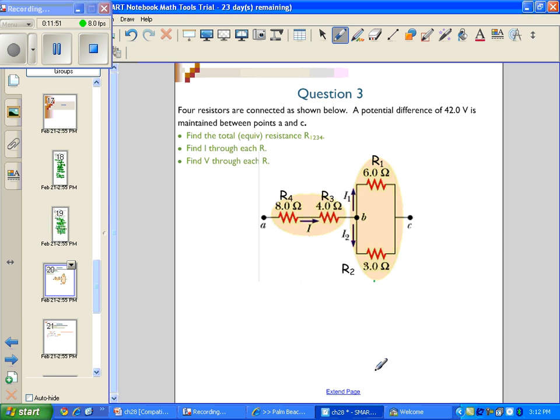Here we are given 4 resistors in a combination of series and parallel. We are told that there is a potential difference, in other words, a battery, that supplies 42 volts across A and C. So in other words, we've got a 42 volt battery between the points A and C. We are asked to find the total resistance, the current through each resistor, and the potential drop across each resistor.